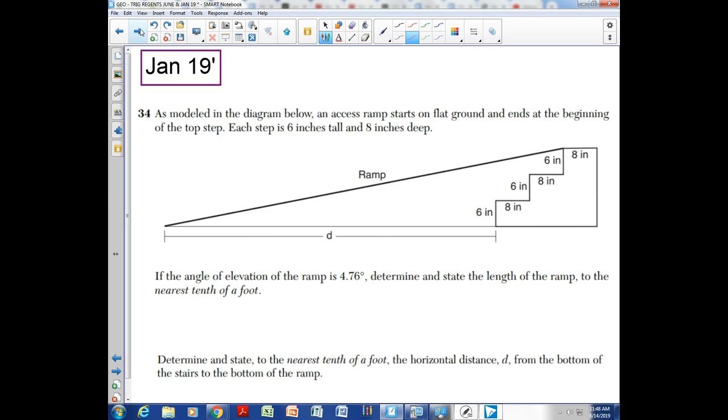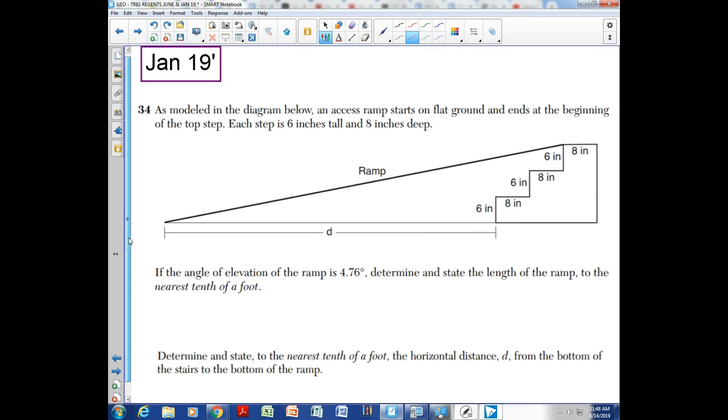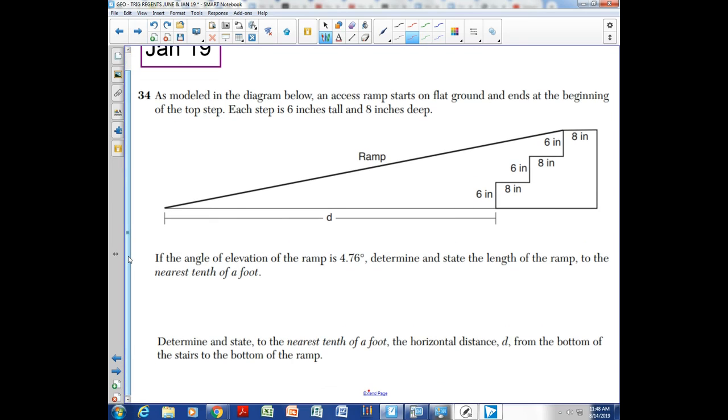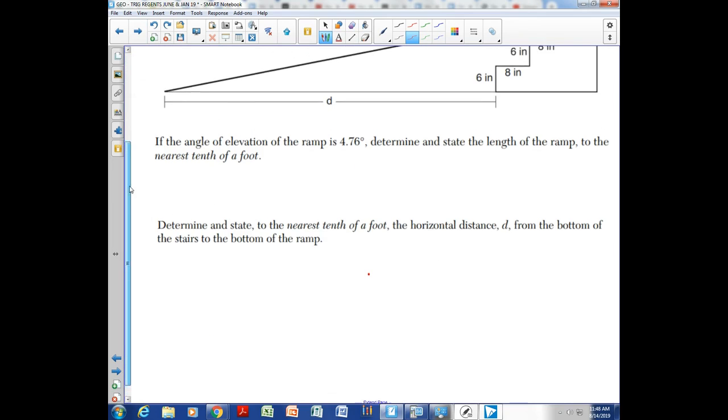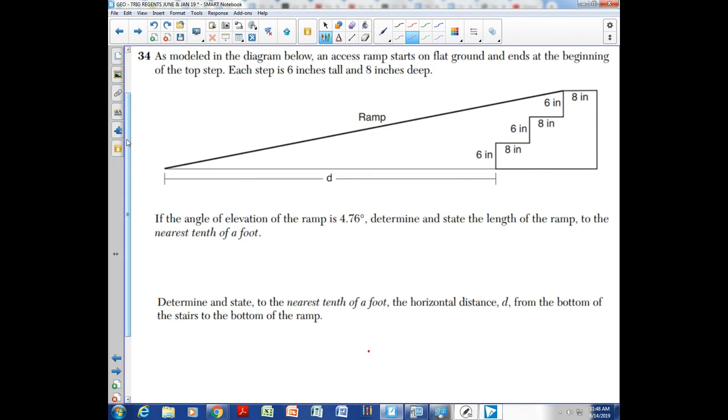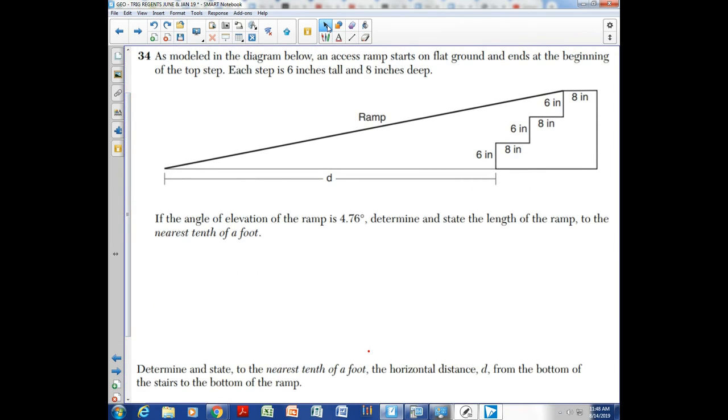Okay, that's the first question. And there's another question. Determine and state to the nearest tenth of a foot the horizontal distance d from the bottom of the stairs to the bottom of the ramp. Okay, let's do one at a time here. All right, let me extend this a little bit and bring this down so we have some room to work.